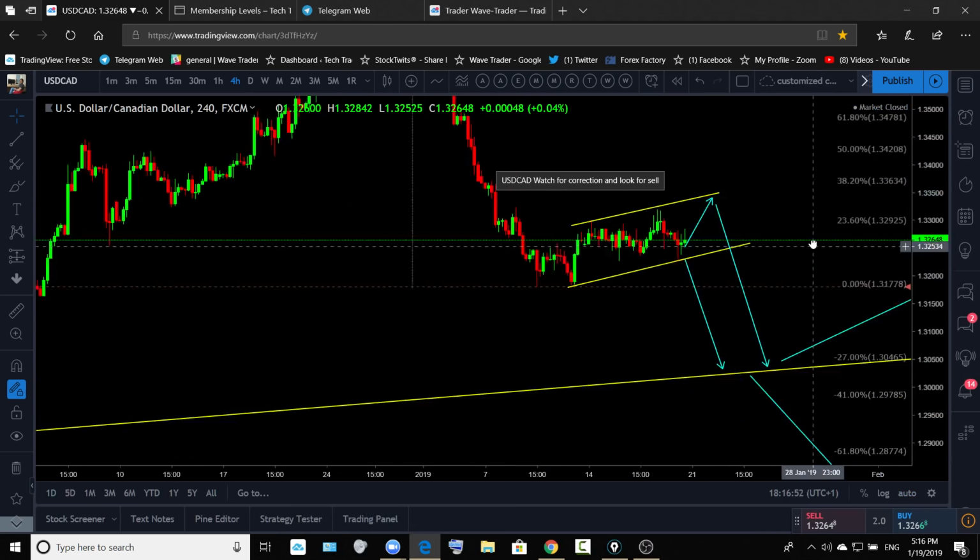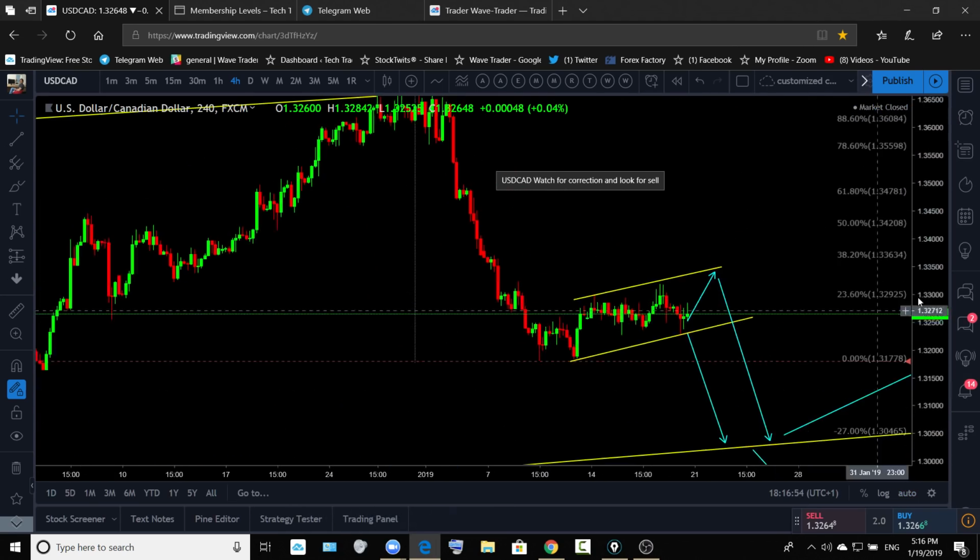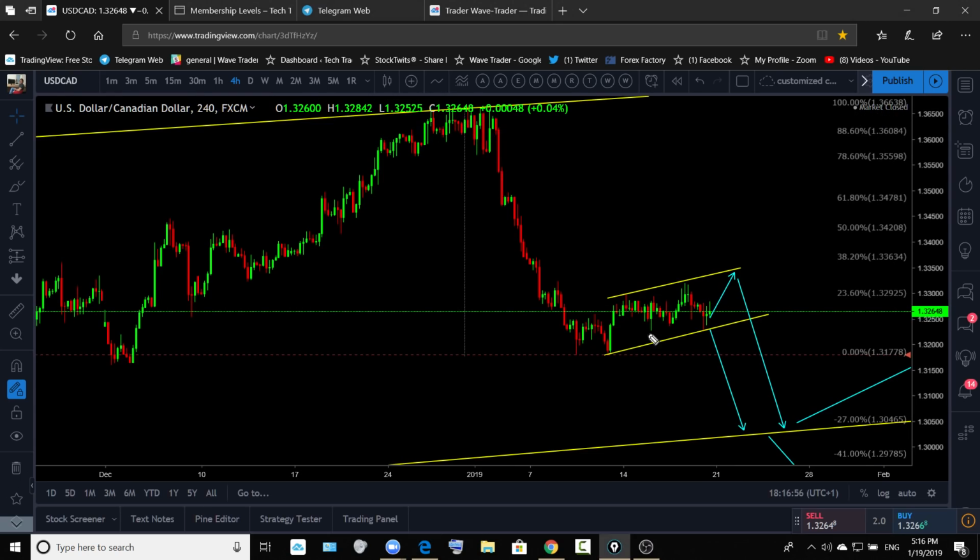All right, so this correction can slightly get bigger. This correction can get bigger like this. Okay, your ABC move. So if that's going to happen, watch that area and look for it to go down aggressively.